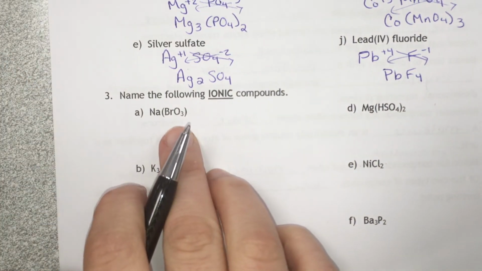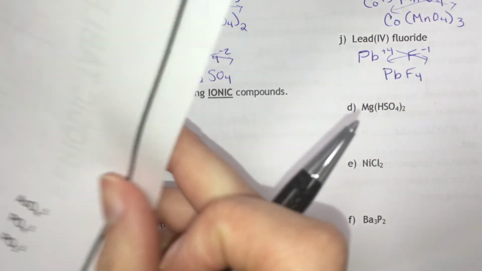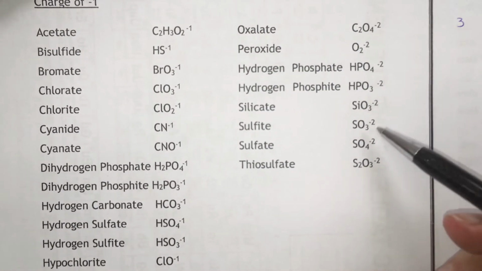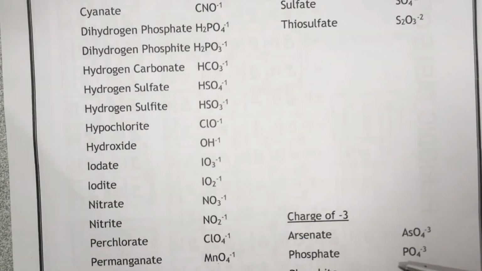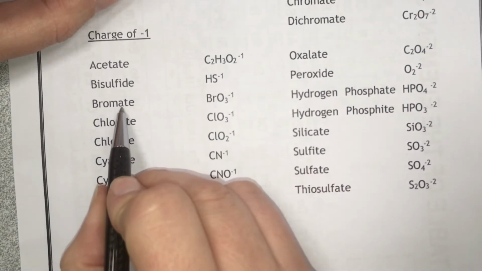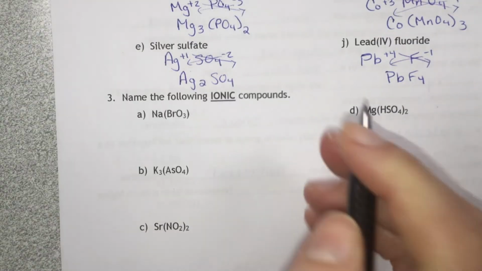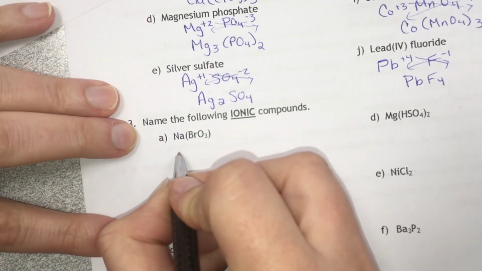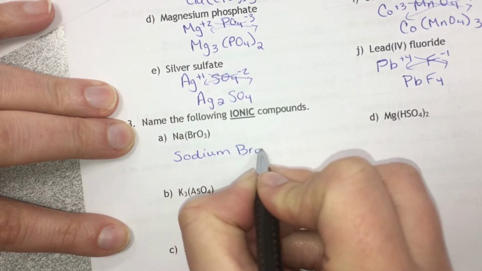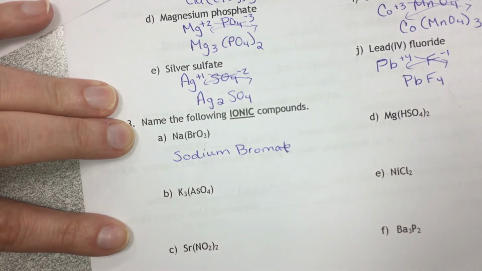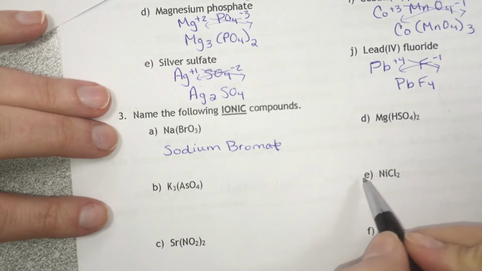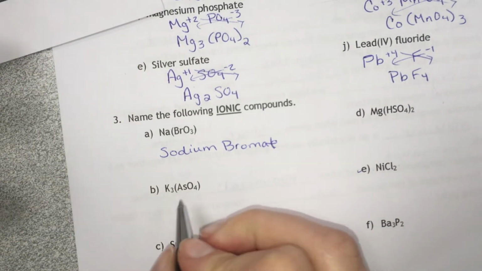So sodium bromate. Bromate, I don't know if that's bromate, BrO3. So basically we're now going backwards and we're finding BrO3. Here it is. Oh, it is bromate. So bromate, and sodium. So you're just going to literally write sodium bromate. Okay, and then the others are easy. This one's the only weird one. So potassium arsenate.